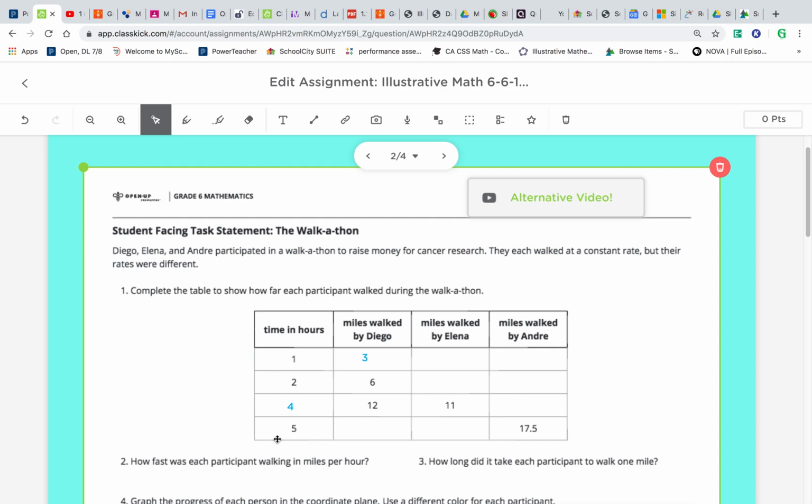Okay, so then what's that going to mean is going to go in this box here for Diego? Well, we know if we can just do this times 3, it's going to be 5 times 3. That's going to be 15. Okay, so that takes care of Diego. Now, what about for Elena?